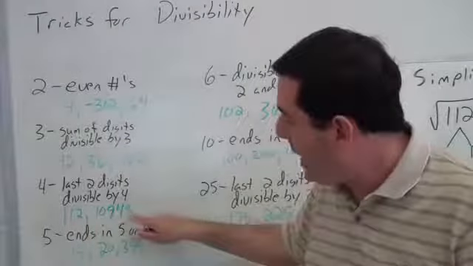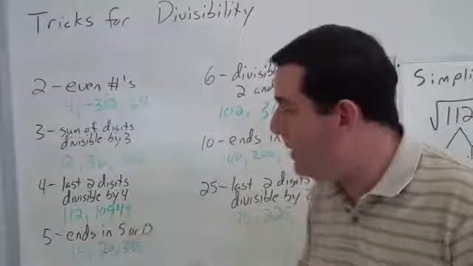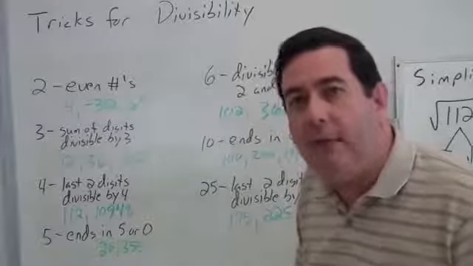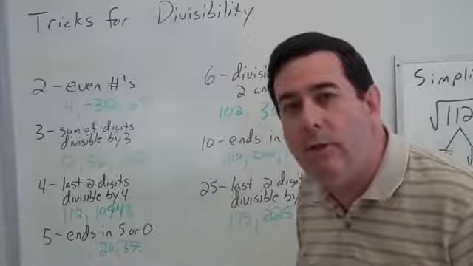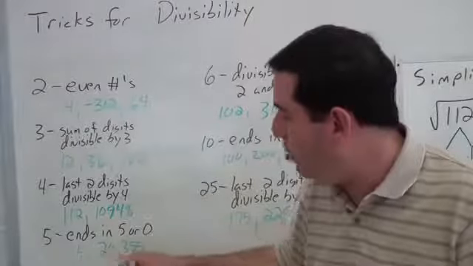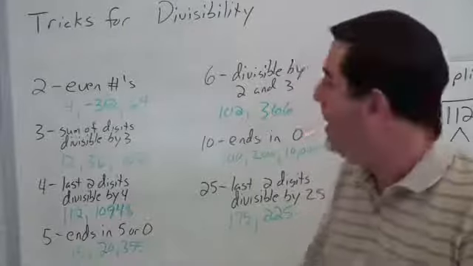10,948. 48 can be divided by 4, so the whole number can be as well. To see if something can be divided by 5, look at the last digit. If it ends in a 0 or a 5, then it can be divided by 5. 15, 20, 355, they can all be divided by 5.